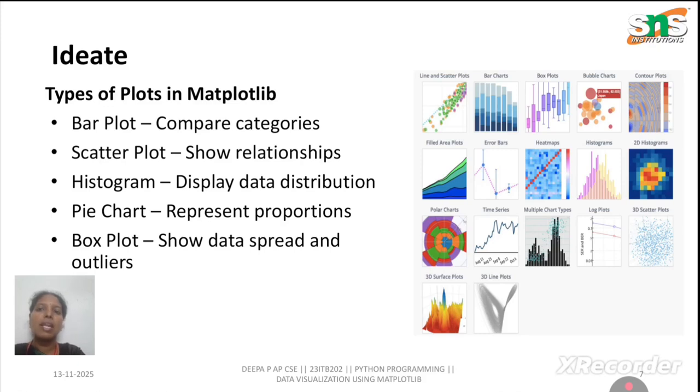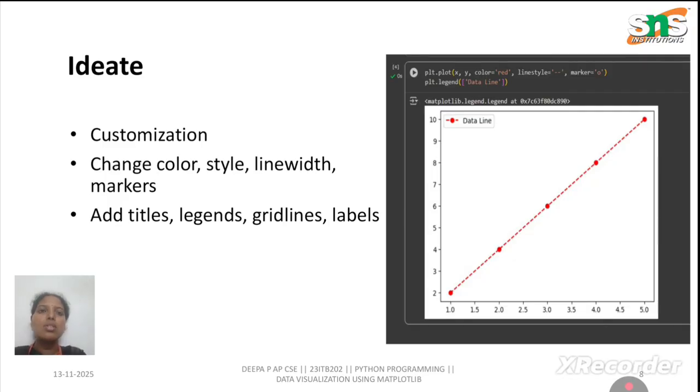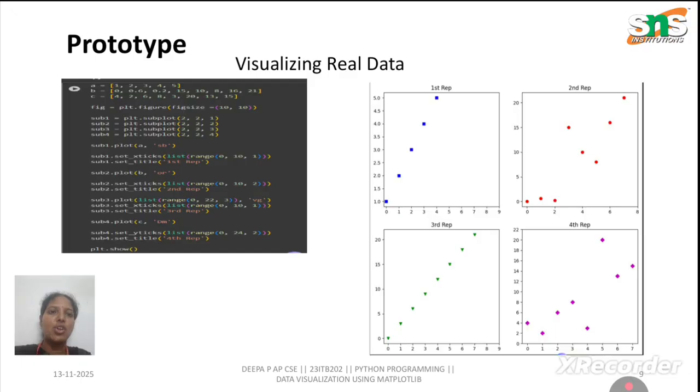Line, bar, pie, scatter and histogram plots are used for representing proportions and distributions. 3D plots and customized styles and themes let us ideate multiple possible visuals before choosing the most effective ones. So in the ideate part, we can choose, in this slide, the line chart.